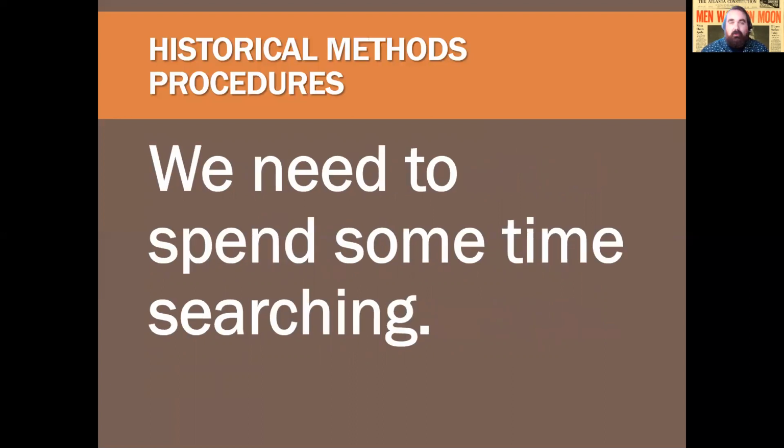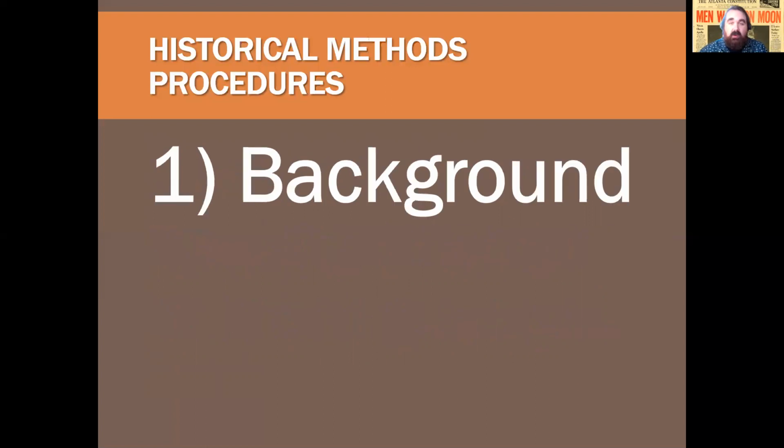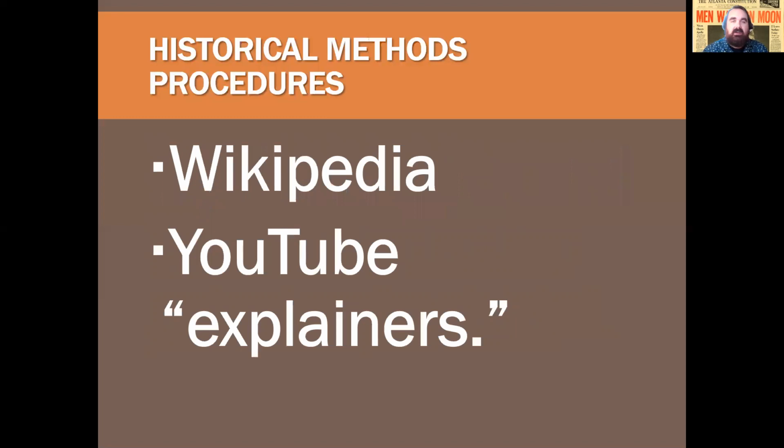And so in order to do that, we're going to need to spend some time searching. And so let's talk about some of the ways we can search. And as a part of that, we will bring our friend the internet into it. Now, the first thing we can search is background material. Background material is stuff that's not really going to find its way in a cited format into your paper, but it's stuff that you can teach yourself to help better prepare yourself as you go looking for your primary and secondary sources. So what I mean by that is stuff like Wikipedia and YouTube explainer videos.